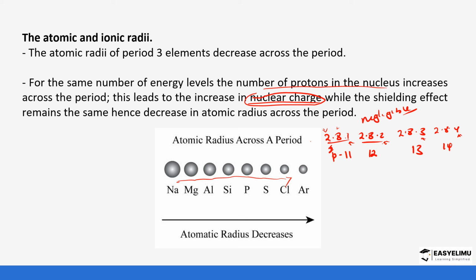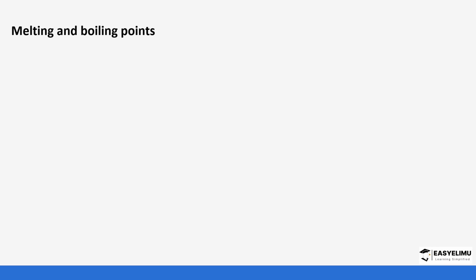Atomic radius, ionic radius is when these atoms, in the case of the metals, have lost electrons. In the case of the nonmetals, they have gained electrons. So when you look at the ionic radius as well, as you go across the period, it also decreases.